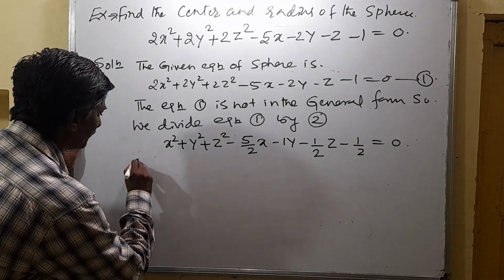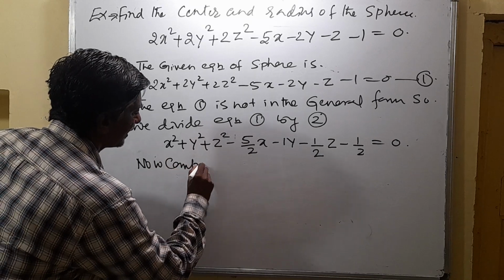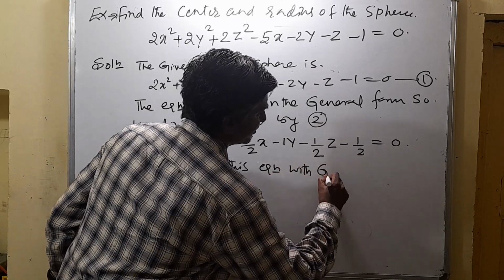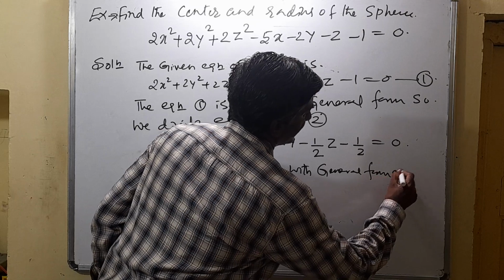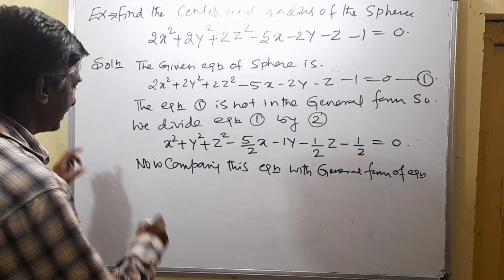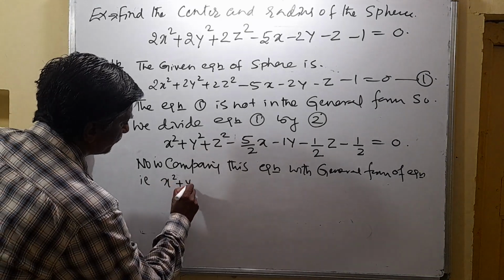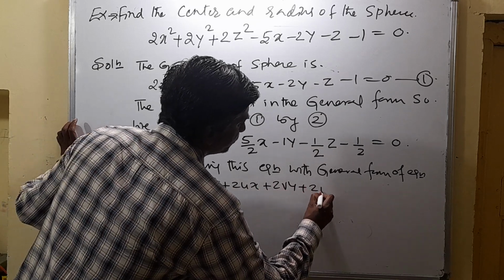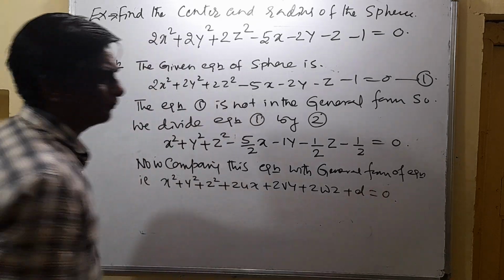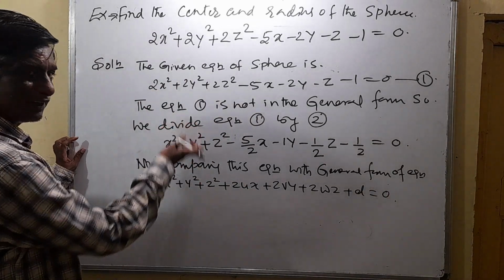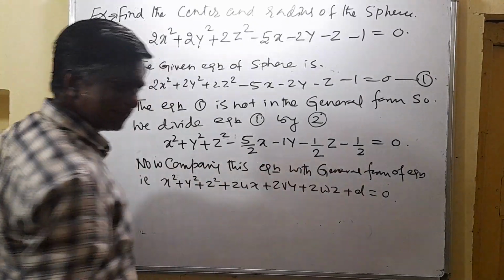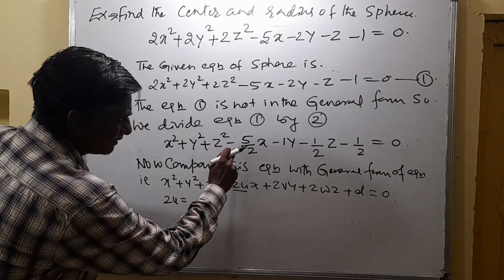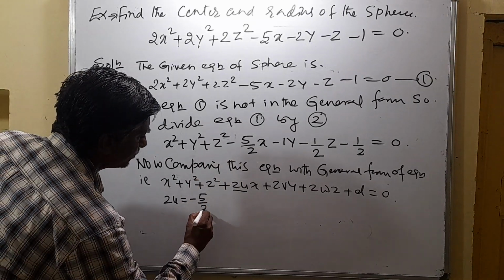Okay? Now, comparing this equation with the general form of equation, that is x square plus y square plus z square plus 2ux plus 2vy plus 2wz plus d equal to 0. Now compare it. We want the four constants, we have to find out. Very simple. How to find? 2u equal to, what is here? Minus 5 by 2. Correct?